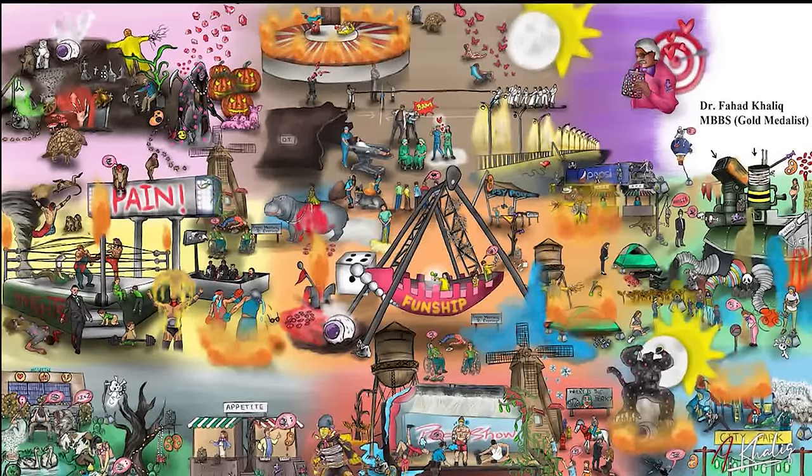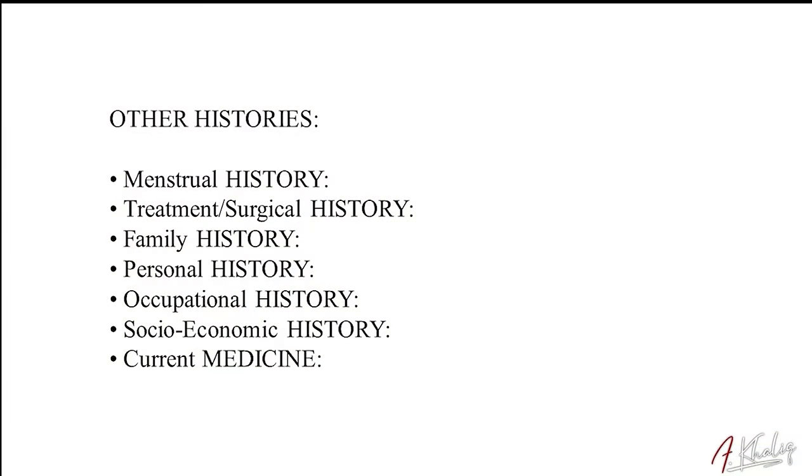And finally, you're going to take some other histories. For example, if it's a woman, you're going to take menstrual history. You're also going to take past surgical history, family history, personal history, occupational history, socioeconomic history, and then finally, you're going to ask about the current medicine.